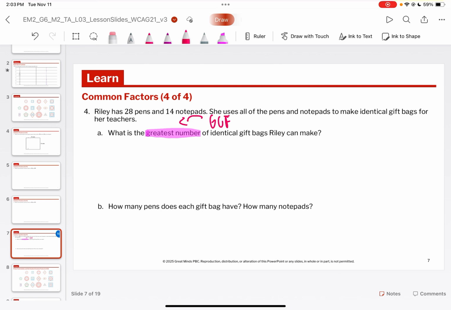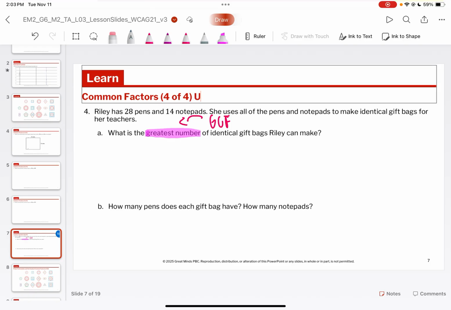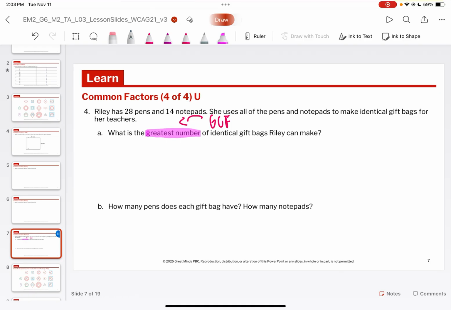Right now, you are doing 4, A and B, with a partner. You may pick a partner. I'm giving you 4 minutes. If you finish early, complete 3. So if you finish early, go ahead and complete 3.